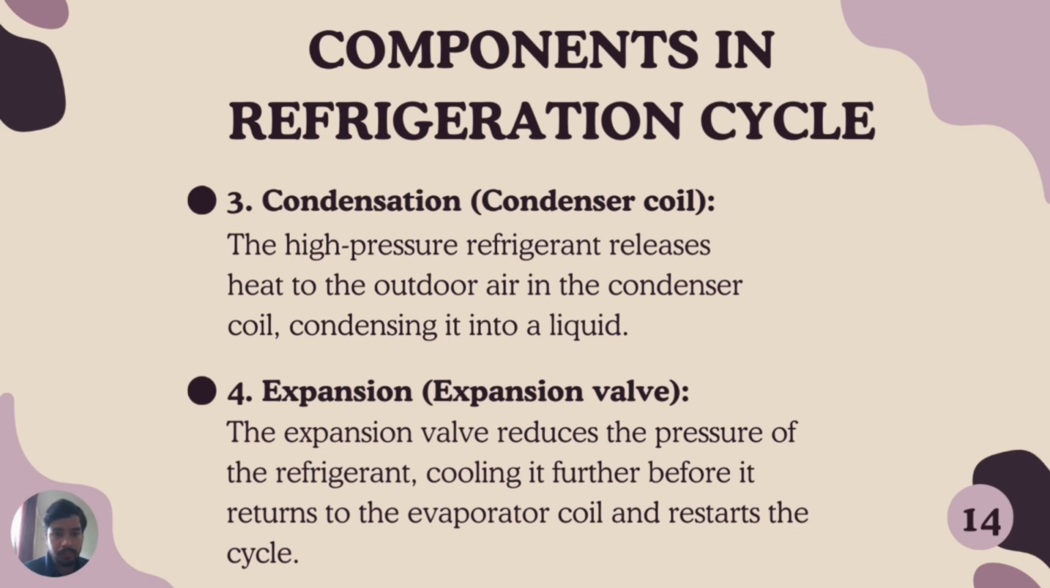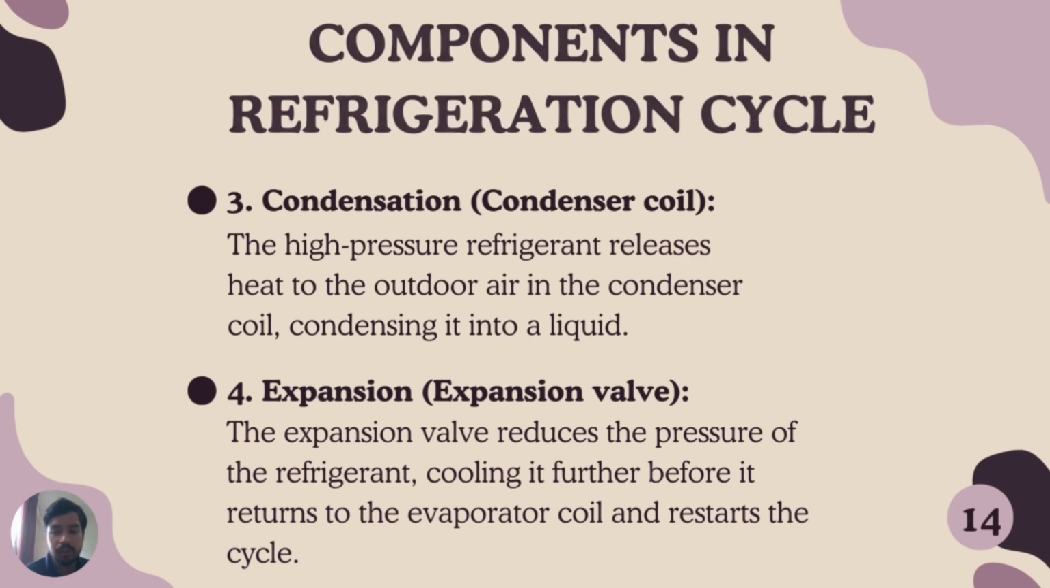Afterwards, the refrigerant enters the condenser coil. The high pressure refrigerant releases heat into the outdoor air via the condenser coil, condensing into a liquid. Then lastly in the cycle, it enters the expansion valve where it undergoes expansion. The expansion valve reduces the pressure of the refrigerant, thereby cooling it further before it returns to the evaporator coil and restarts the cycle.